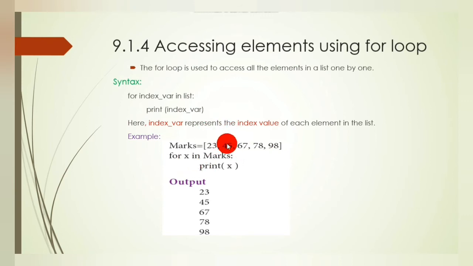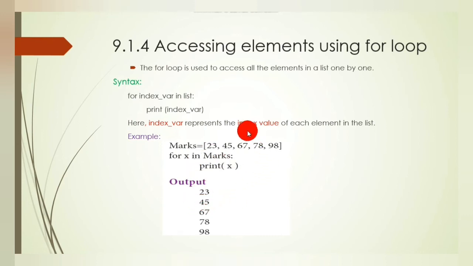Now you have to access these elements one by one, okay, by using the for loop. For x in marks, here x is an index variable. It takes the elements present in marks one by one. Okay, so for x in marks, print of x. We know the purpose of the print function: the print function is used to display content on the monitor. So print of x just prints the first element. What is the first element present in this list? 23. 23 will be printed.